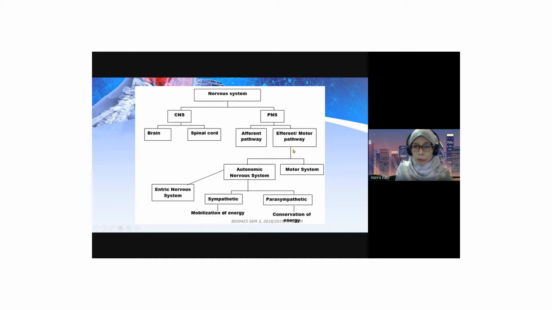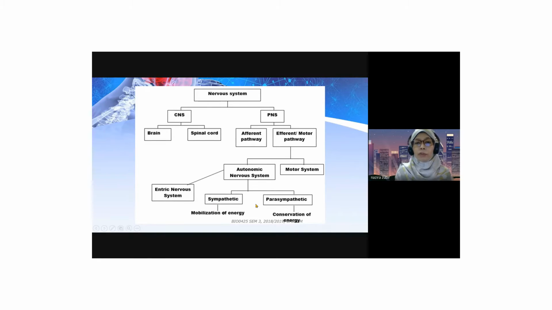So now we take a look at the efferent or motor pathway. The motor pathway is further divided into the autonomic nervous system, or ANS, and another one, the motor system. Under the autonomic nervous system, it can be further divided into three. First is the enteric nervous system, and then sympathetic and parasympathetic. Sympathetic is the mobilization of energy, and parasympathetic is the conservation of energy.